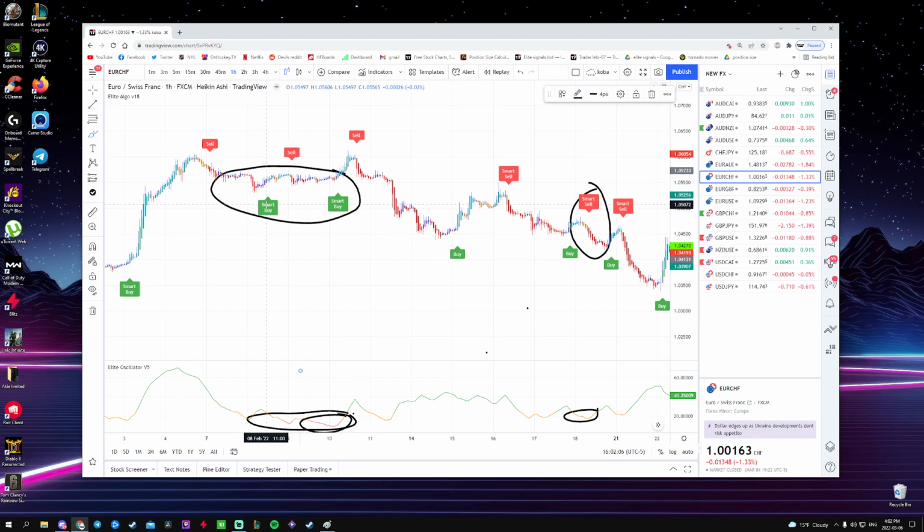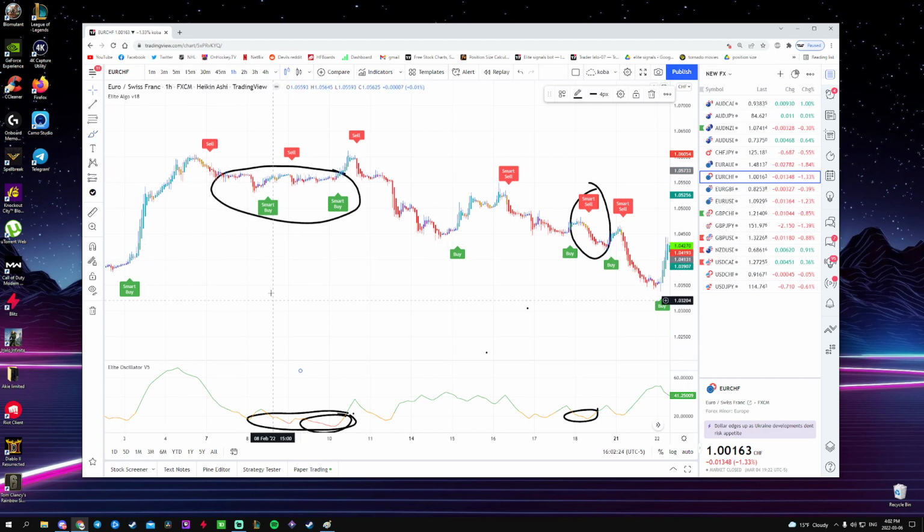Now, a lot of people are always asking me, do I want to sell when it says sell if I'm in a buy position, or do I want to close my short if a buy pops up? The answer is no, guys. What you want to do is you always want to wait until your trade hits your stop loss or one of your take profits.